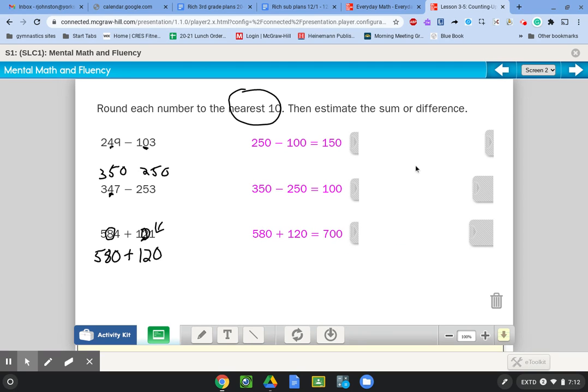All right, clear your slates. Get ready for the next screen. Hit pause if you need to until your students are ready.